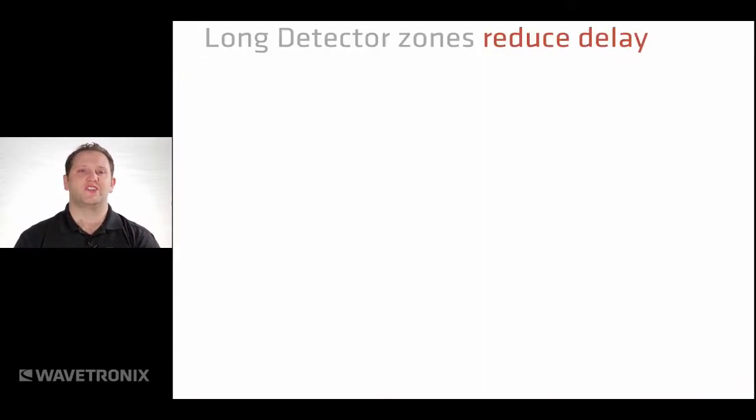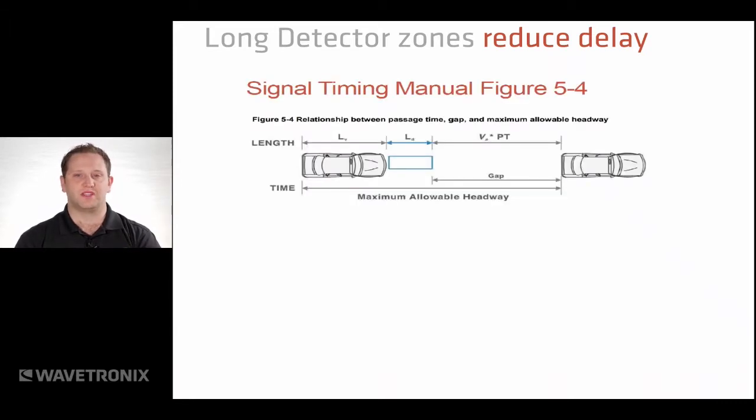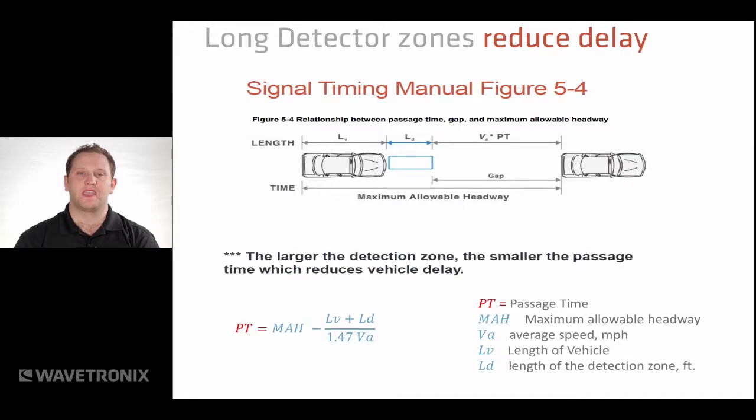The signal timing manual helps us to calculate some of that information with some illustrations, and we're going to go into some of those right now. There's this little image here that shows the length of the vehicle, length of the detection zone. We show the gap, we show the maximum allowable headway, and then there's an equation for passage time. So passage time, as you well know, equals the maximum allowable headway minus the length of the vehicle plus the length of the detection zone, over 1.47 times the average speed.